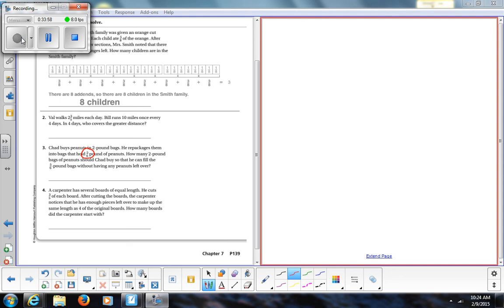All right. So he cuts 3/5 of each board. After cutting the boards, the carpenter notices that he has enough pieces left over to make up the same length as 4 of the original boards. How many boards did the carpenter start with? All right, so if we have 4 whole boards, and we're cutting them into fifths, how many fifth-size pieces would be in 4?